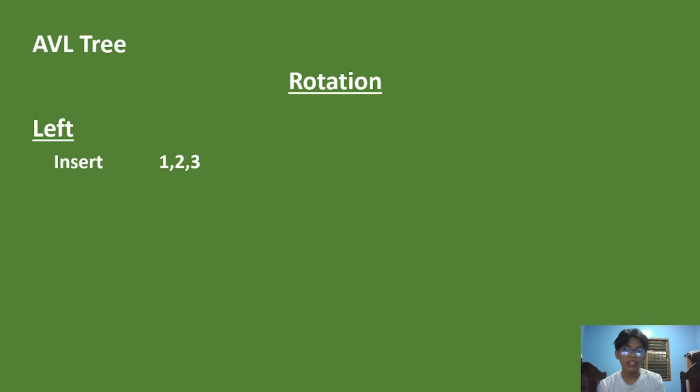So, let's talk about how you would insert into an AVL tree using rotation. Let's insert 1, 2, and 3. Just like a normal binary tree, we start off with node 1. Then, since 2 is greater than 1, it's going to be on the right side. So, let's put node 2 here.